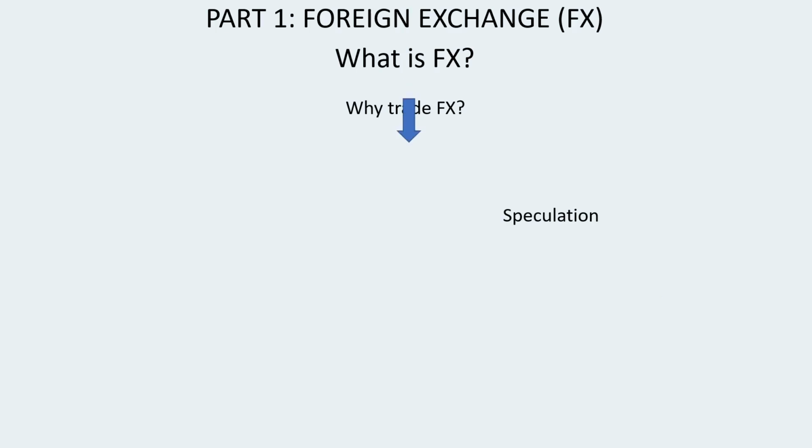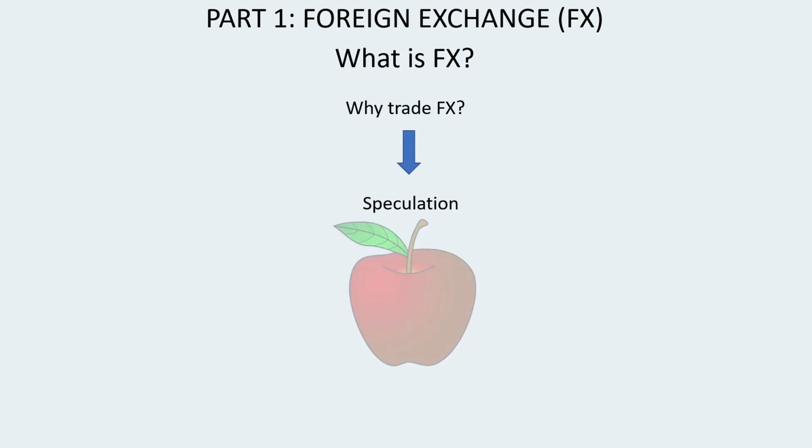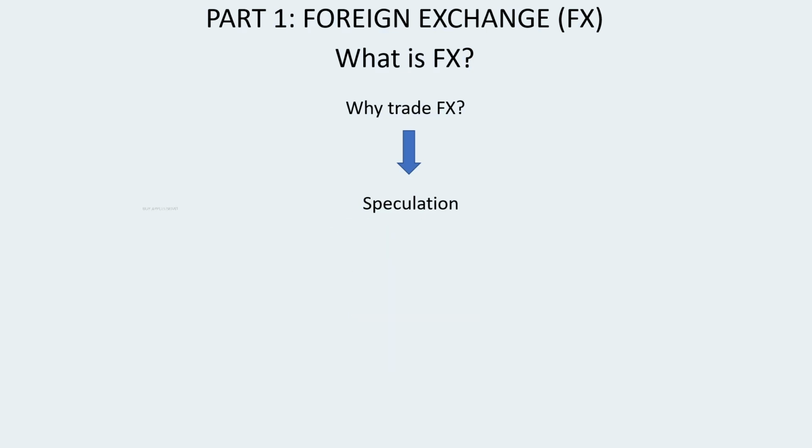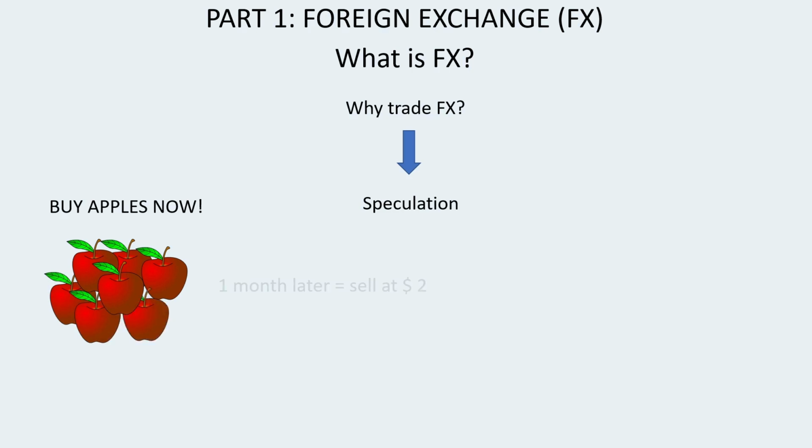Now ask yourself this question. If you know the price of apples, now at $1, will increase to $2 next month, what would you do? That's right. Most likely you'll buy lots of apples now when the price is comparatively lower, then sell them next week when the price is higher, so that you may profit from the price difference.